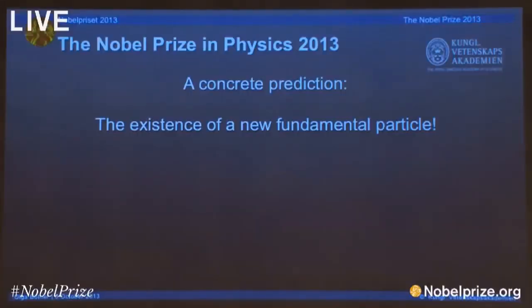Now, the theory made a concrete prediction, namely, one, there should exist a new fundamental particle, and two, all the other particles in nature, the matter particles and the quanta mediating forces, should gain mass through interactions with these particles.